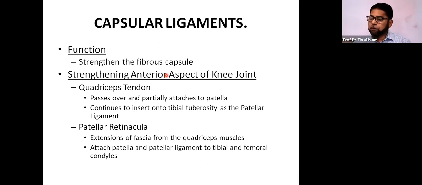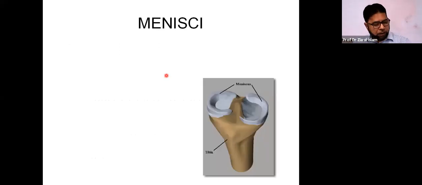So they are the extension of the fascia from the quadriceps. The vastus medialis and lateralis are parts of the quadriceps, and their fascia is called the deep fascia. Deep fascia forms a retinaculum like this, so they strengthen the joint from the anterior. Then we come to the menisci. Now menisci are fibrocartilage.